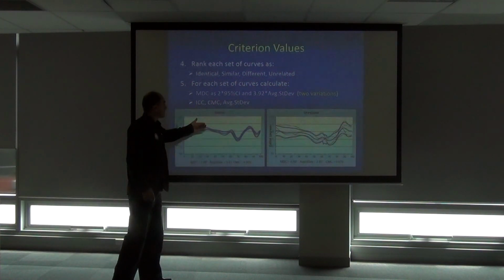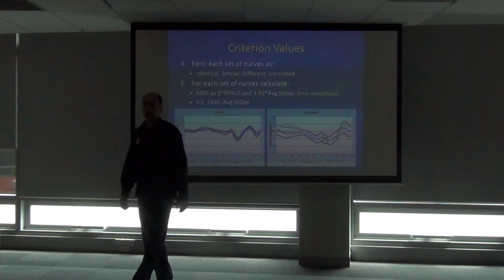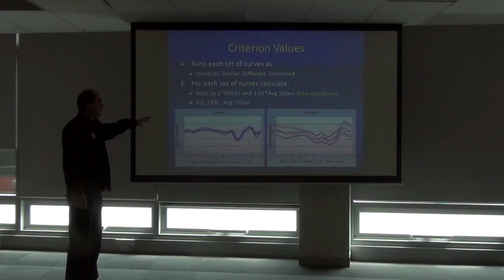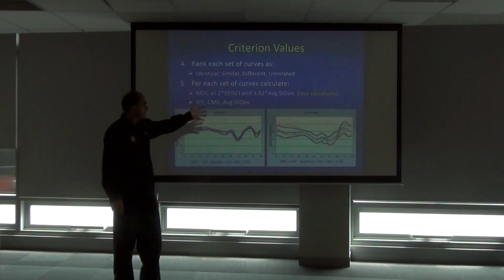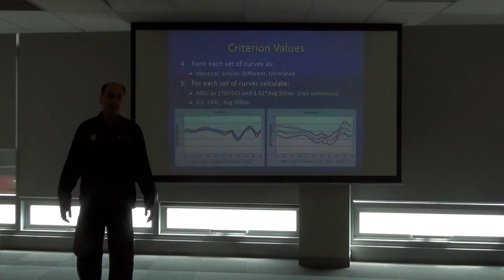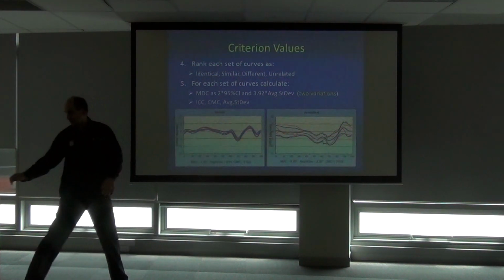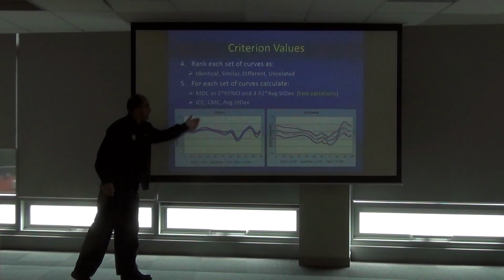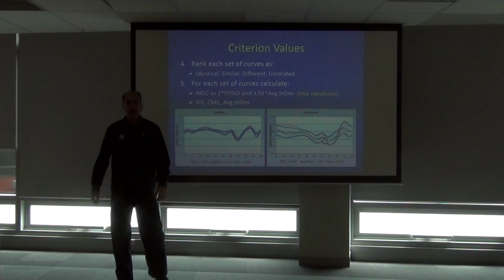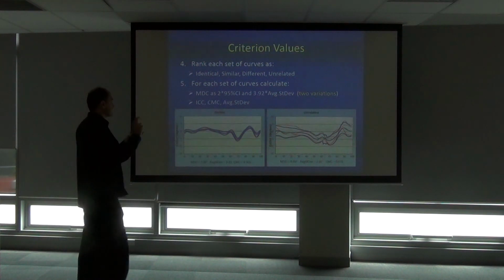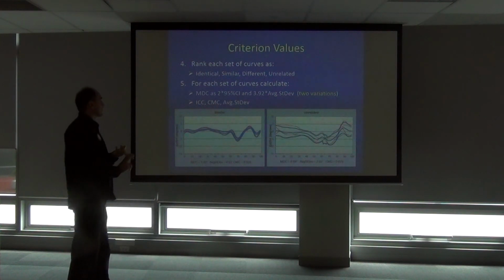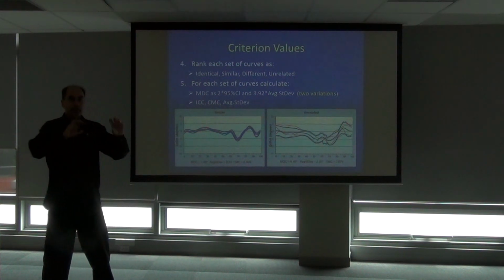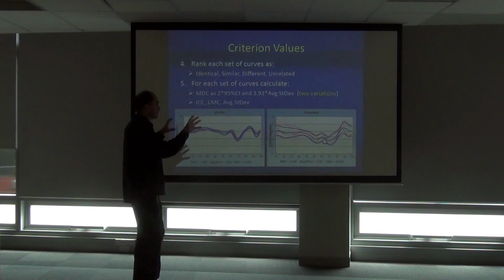Then for each curve, they were subjectively rated. This has come up a few times already, and it's coming up again. A subjective assessment: identical, similar, different, unrelated. They went through, ranked them all, and calculated the various variables that we have: the average standard deviation, the CMC, and the two variations of the minimum discernible change. All of these were calculated for every set of curves as well.